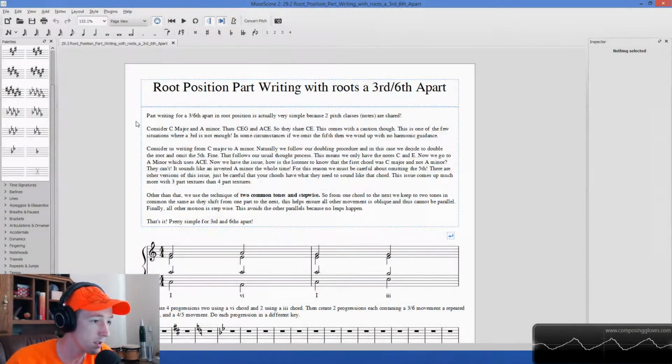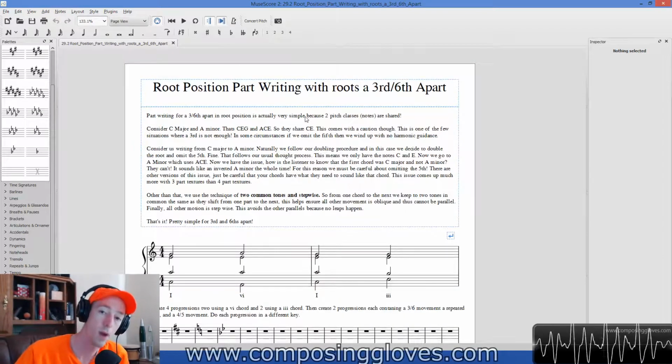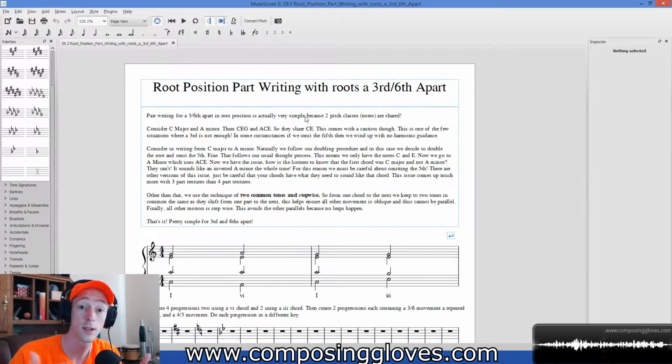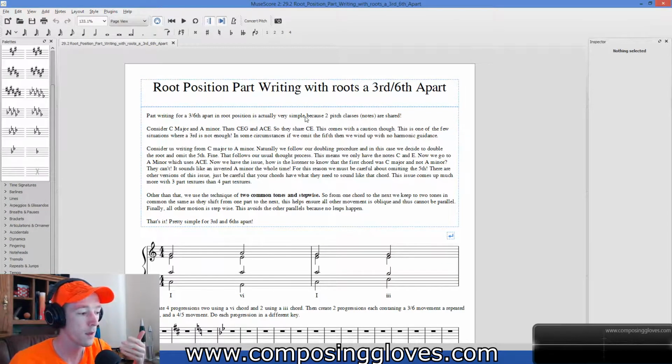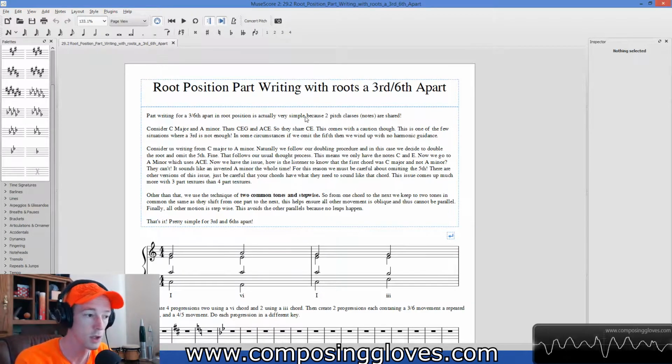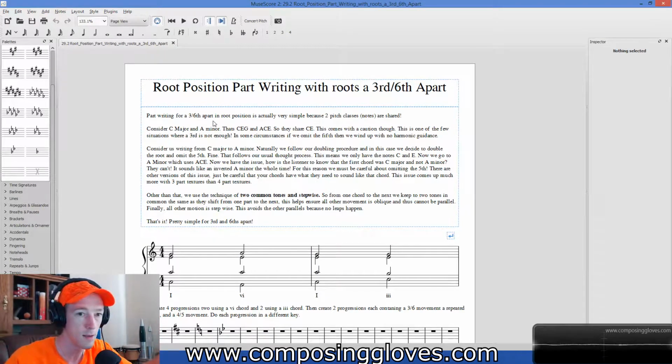Posey Gloves here, and today we're going to be covering part writing. This time we're talking about part writing with roots a third or a sixth apart. So let's say you're composing in C major, how would you do the part writing, four-part or three-part, for going from C major to E minor, staying diatonic? How would you do that if we were staying in root position? The lowest note would go from C to an E. And so that's what we're going to be talking about today.